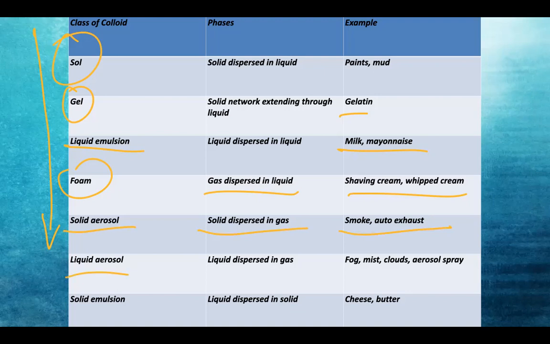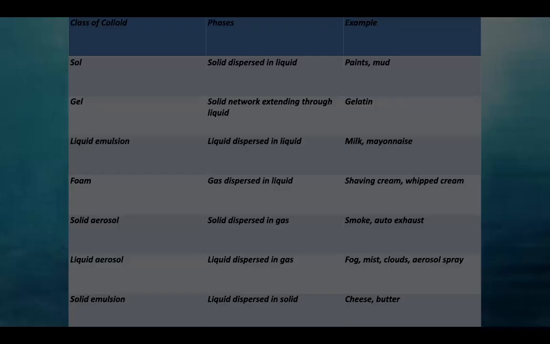You've got liquid aerosol, liquid dispersed in a gas. Aerosol spray, like hairspray. I don't know if you guys use hairspray. You've got fog, mist, clouds, but also hairspray will be the same thing. And solid emulsion, which is a liquid dispersed in a solid, as in cheese and butter. So all of these are colloids. They're basically one substance that is evenly dispersed through another substance, but it's not dissolved. That's the big thing: not dissolved.